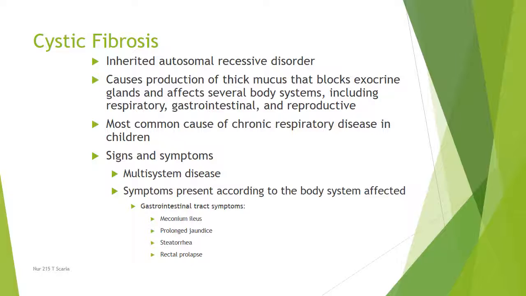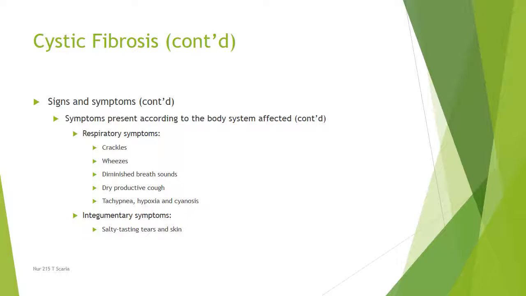The gastrointestinal tract symptoms will be meconium ileus, which is failure to pass meconium in the newborn period, prolonged jaundice, steatorrhea, and rectal prolapse. Respiratory symptoms are crackles, wheezes, diminished breath sounds, dry productive cough, tachypnea, hypoxia, and cyanosis. Integumentary symptoms are salty tasting tears and skin.